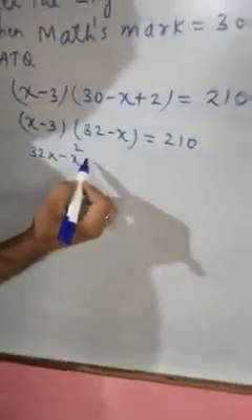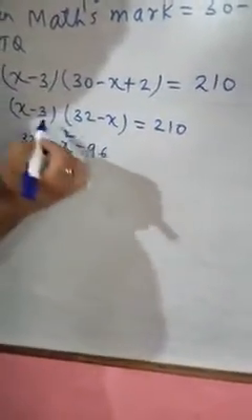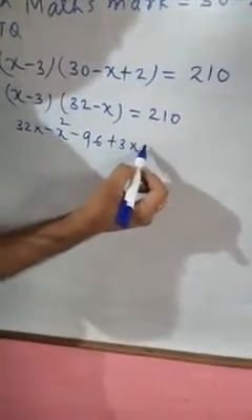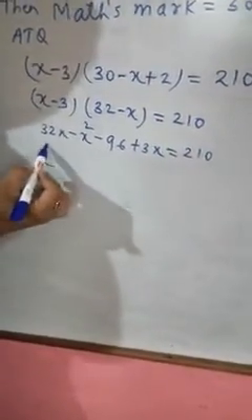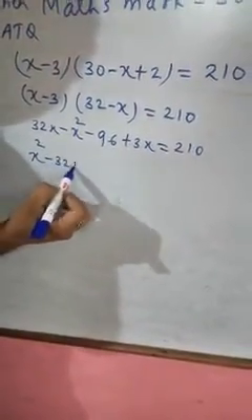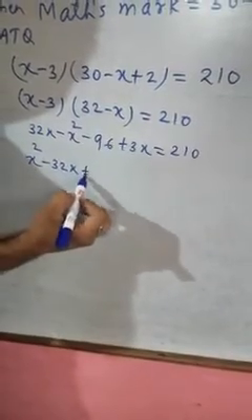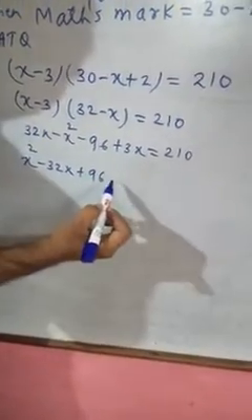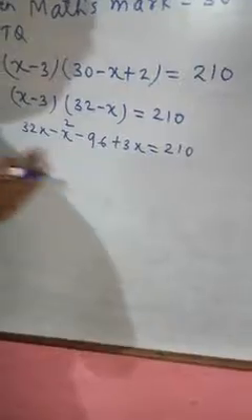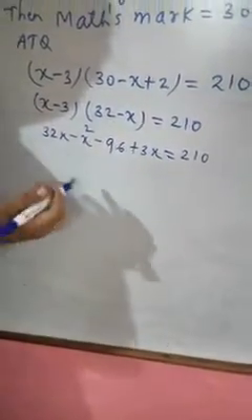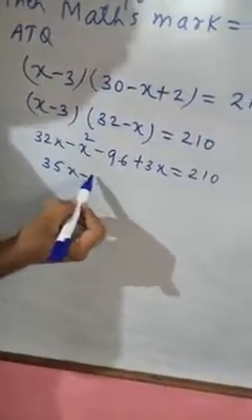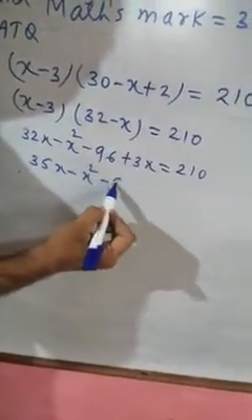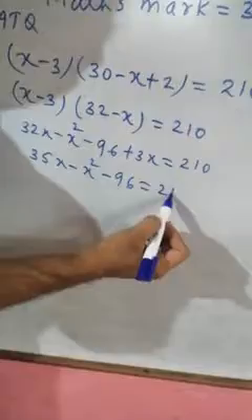96 negative and plus 3x equal to 210. Now this number will transpose all this side. x square positive, 32 negative, 96 positive, 3x. First, 32 plus 3x will be 35x. So 35x minus x square minus 96 equal to 210.